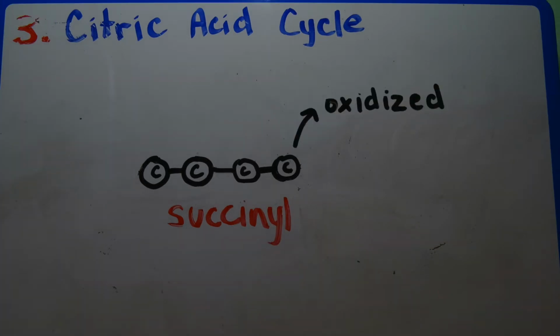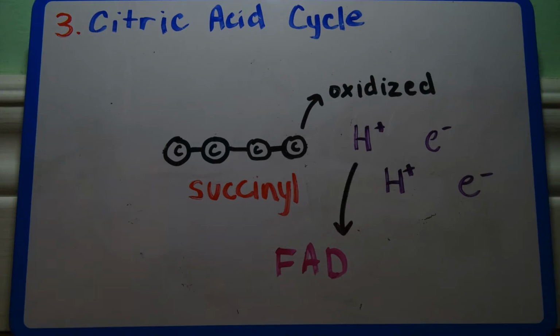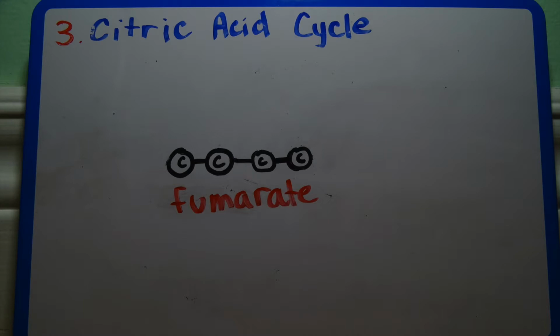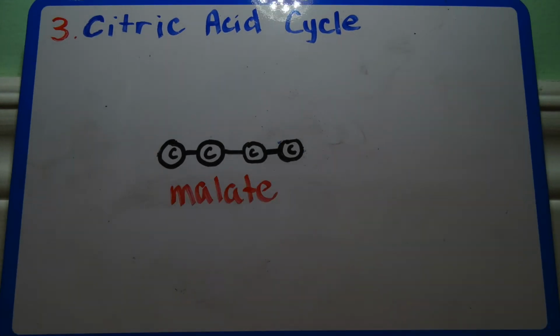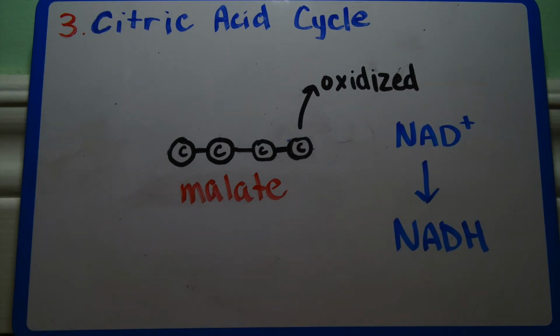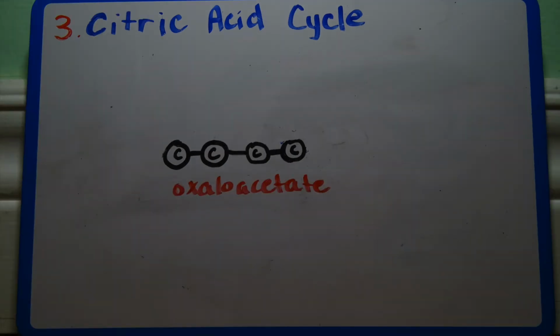The succinate will now be oxidized again. 2 electrons and 2 protons removed from succinate will be transferred to FAD and will produce FADH2. We'll now be left with fumarate. Through the addition of a water molecule, fumarate now turns into malate. And in the last step, malate will be oxidized and reduce NAD+ to NADH and H+. We now return back to where we started with the oxaloacetate, and we're ready to finish the last stage of cellular respiration.